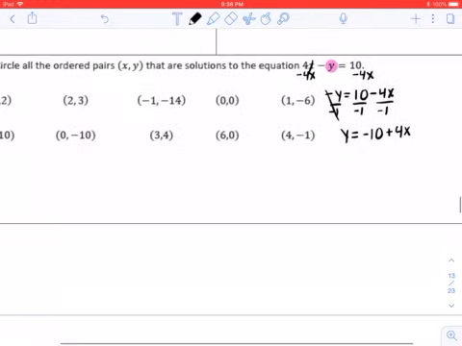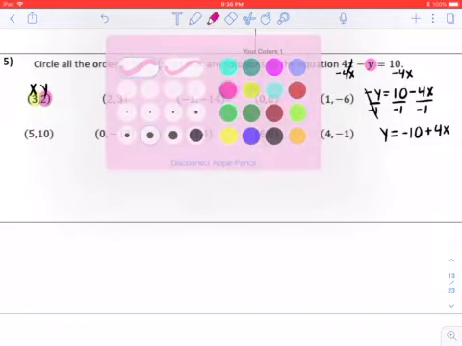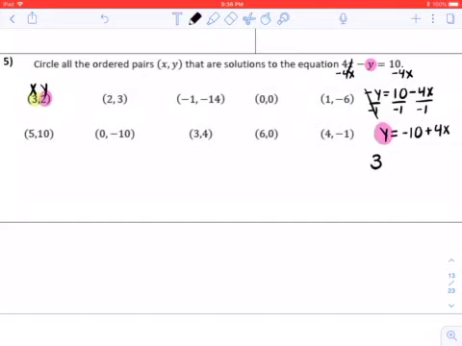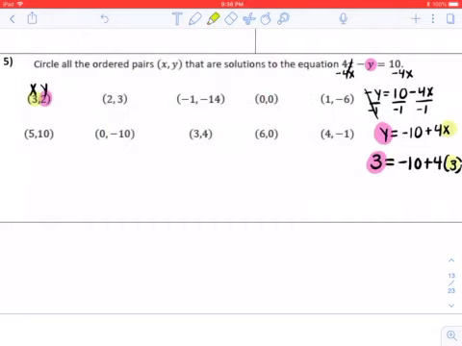So there are two ways you could do this problem. You can plug in all of these points for x and y, because remember ordered pairs are x and then y, and see if the left side of your equation equals the right side. So I'll give you an example. So if y is 2 and 3 is x, I'll have y equals, so that's here, so 3 equals negative 10 plus 4 times x, which is 3. So I plug in my numbers and then I do some math and see if the left side equals the right side. So let's do that.